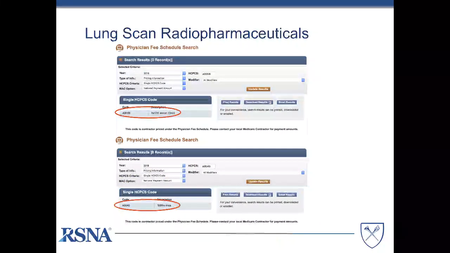And once again, we need to remember to code for the radiopharmaceuticals. Several different ones can be used for lung scans, with a couple detailed here. While there is often no additional reimbursement, it should be included and coded.